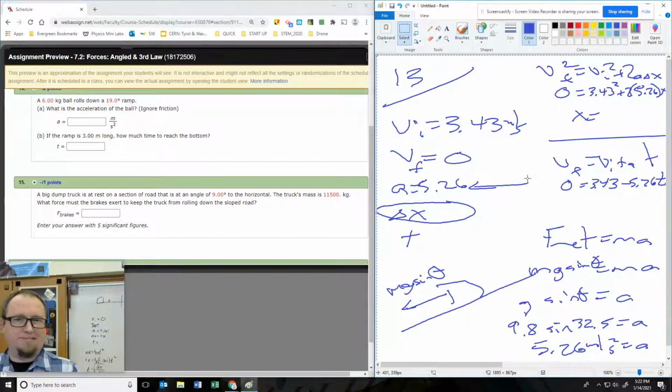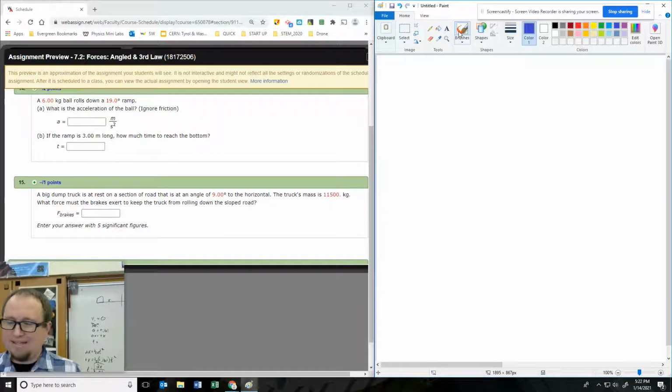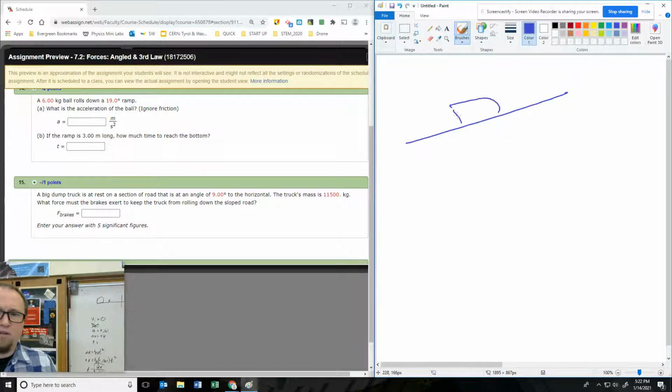It's 13, 14. Ball rolls down a ramp. Oof, rolling. Shouldn't have said rolling. Ignore friction. Ignore rolling effects. We'll talk about rolling later. So whenever you go down a ramp, it's just what we did: mg sine of theta. This is number 14. But in case you skip 13, I got you here.